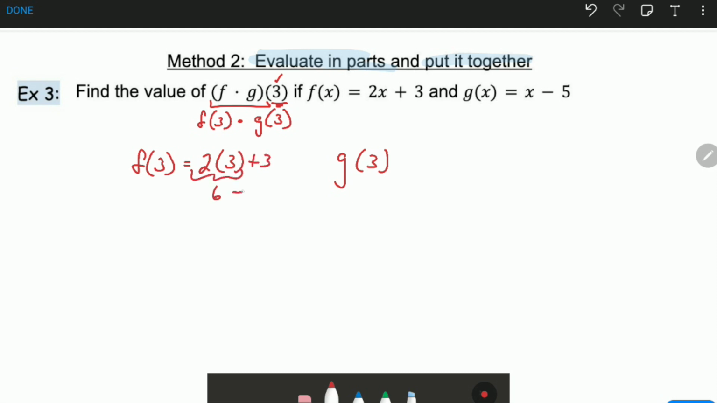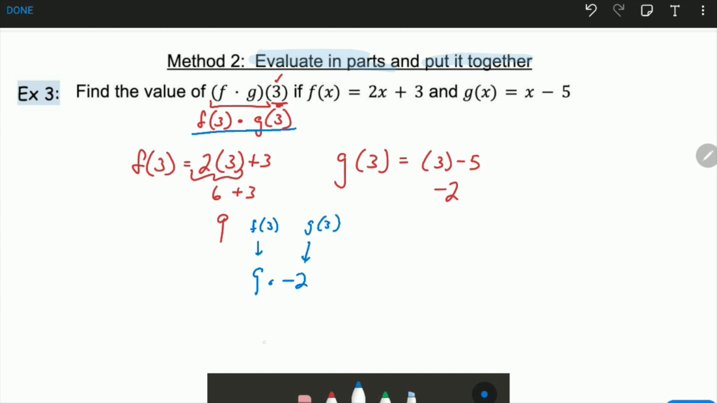2 times 3 is 6, plus 3 is 9. And for the g function, it's x minus 5. So 3 minus 5. 3 minus 5 is negative 2. Now if we want to find f times g of 3, then we're going to do 9 times negative 2, because 9 is just f of 3, and negative 2 is g of 3. And 9 times negative 2 gives us negative 18.